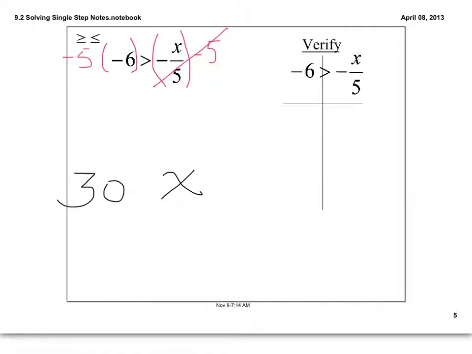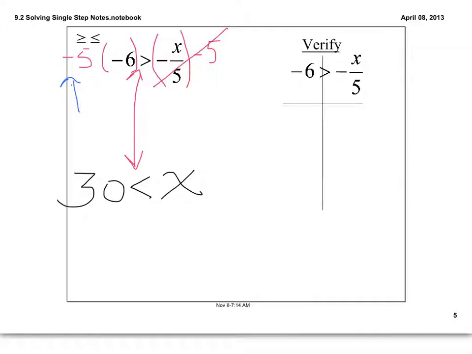And the last step is to look at the inequality sign. You multiplied by a negative number, so the inequality becomes less than. So make sure you can see the difference here. Okay, start out as greater than, multiply it by a negative number, now it's less than x. Okay, so 30 has to be less than x.